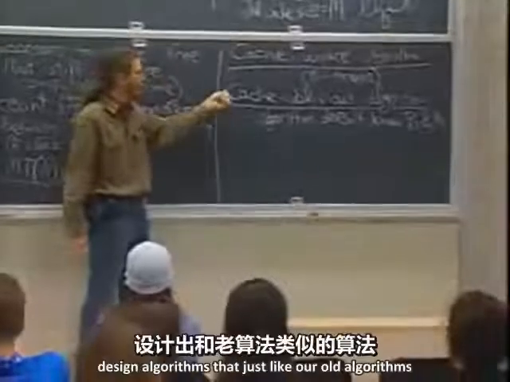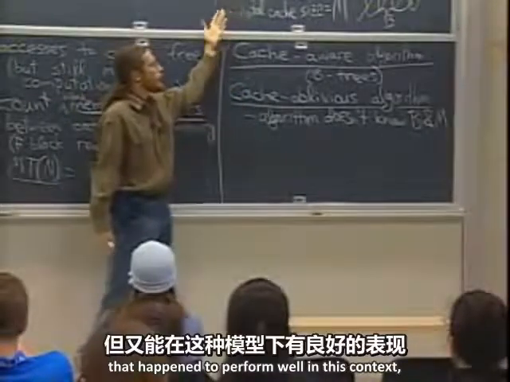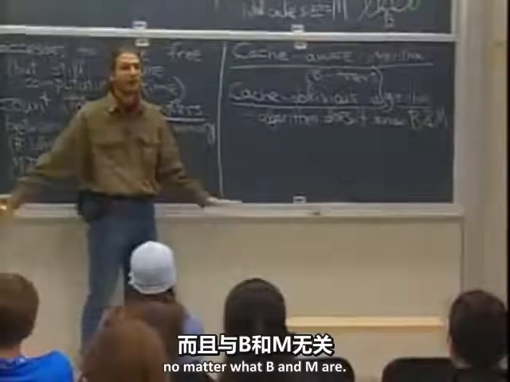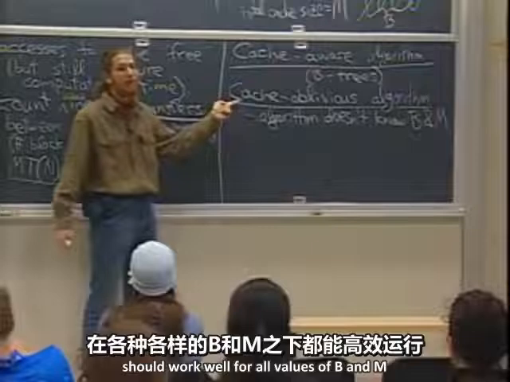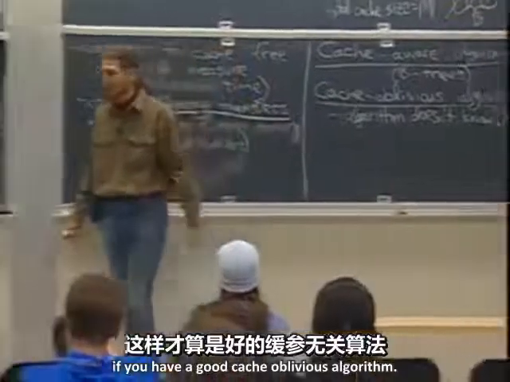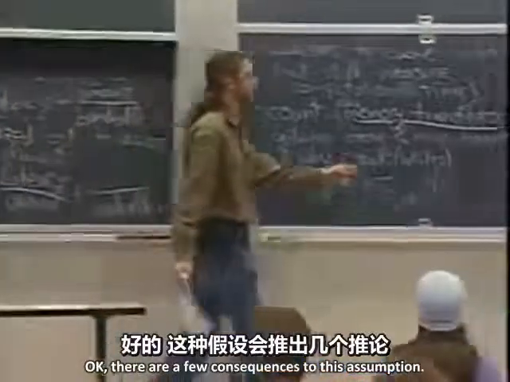So we would like to design algorithms that, just like our old algorithms, happen to perform well in this context, no matter what B and M are. So another way of saying this is the same algorithm should work well for all values of B and M if you have a good cache-oblivious algorithm. Okay, there are a few consequences to this assumption.